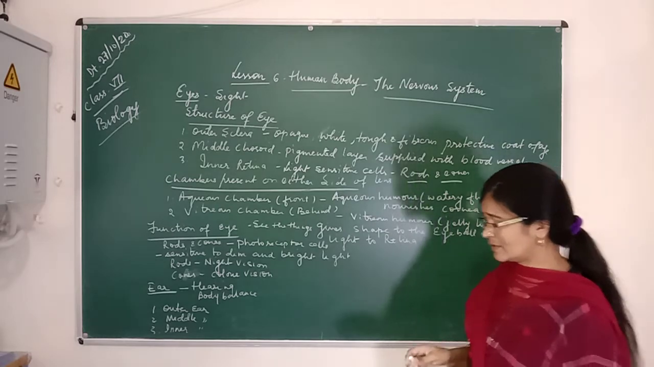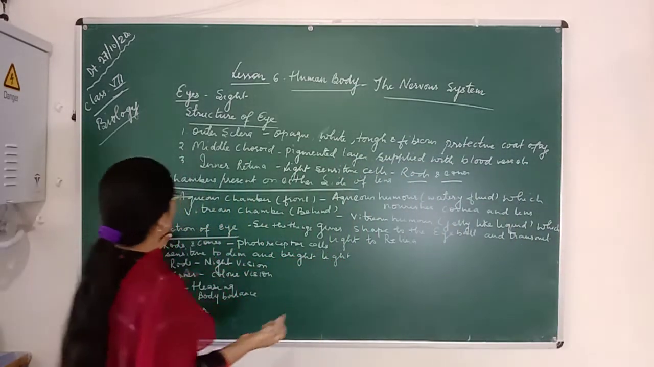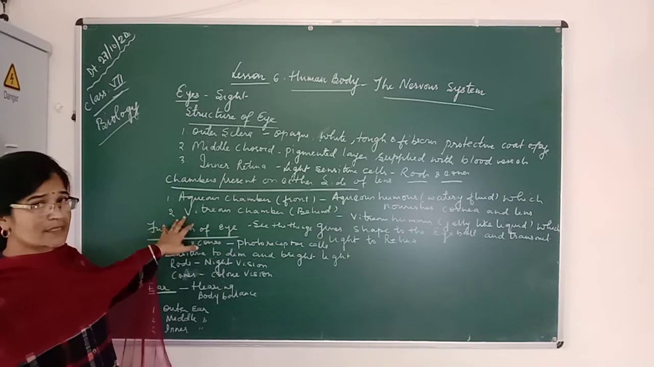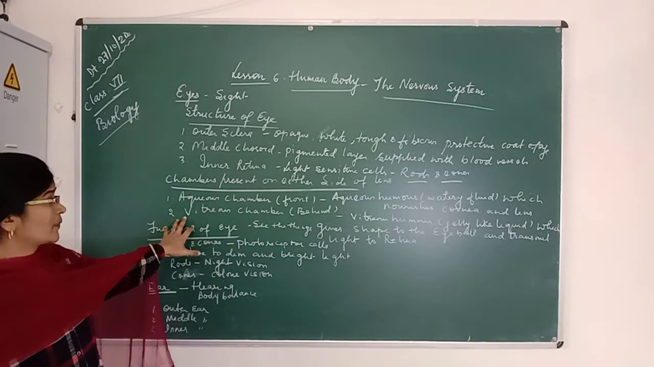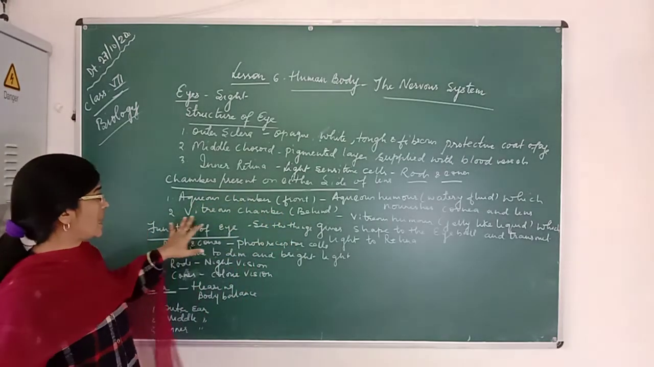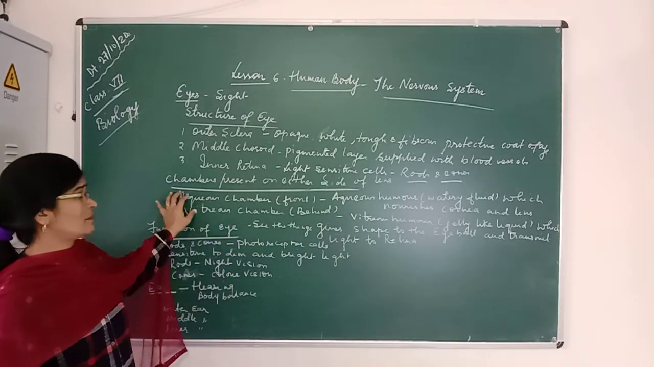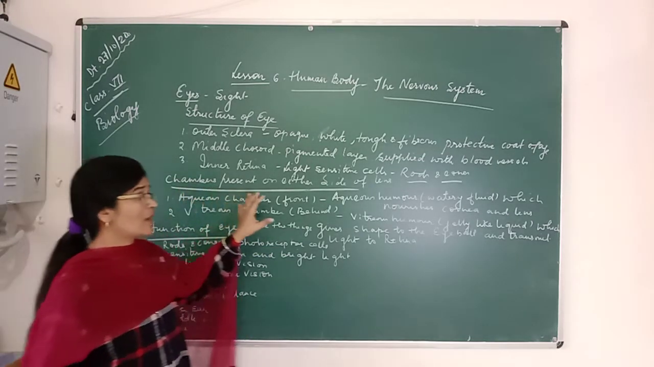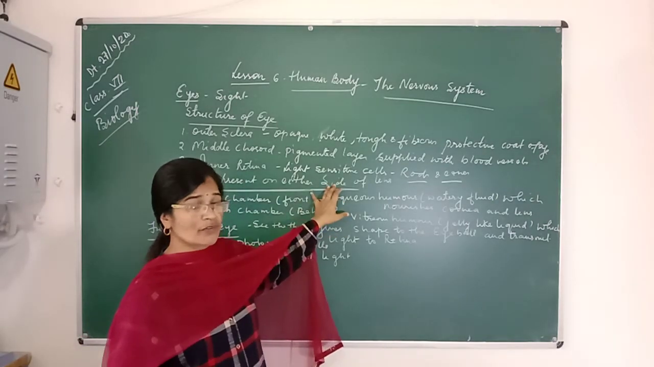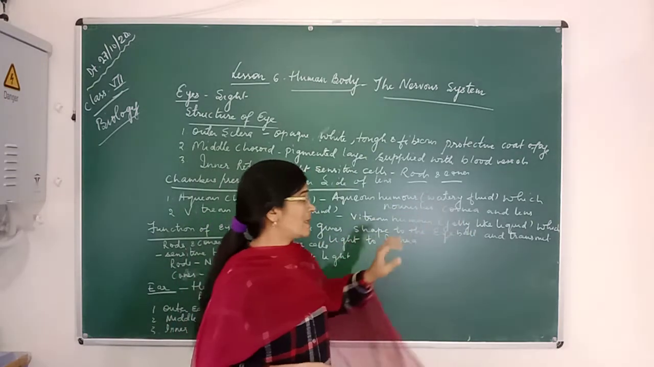Now there are 2 chambers also present on the inner side of the eyes. The first one is the aqueous chamber, and the second is the vitreous chamber. The aqueous chamber is always present in front of the lens, and the vitreous chamber is present behind. The aqueous chamber is filled with aqueous humor. What is actually aqueous humor? It is a watery fluid which nourishes the cornea and the lens.